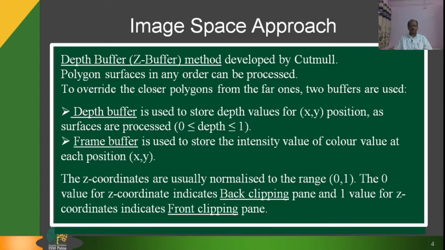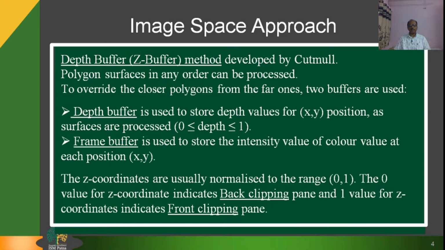In it, each surface is processed separately, one pixel position at a time across the surface. The depth values for a pixel are compared and the closest surface determines the color to be displayed in the frame buffer. It is applied very efficiently on surfaces of polygons. Surfaces can be processed in any order.